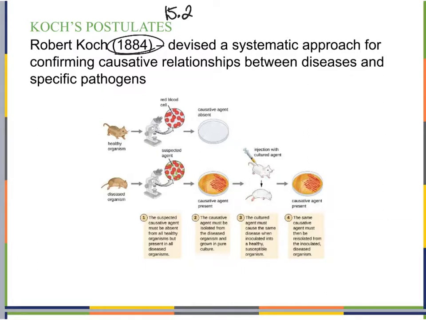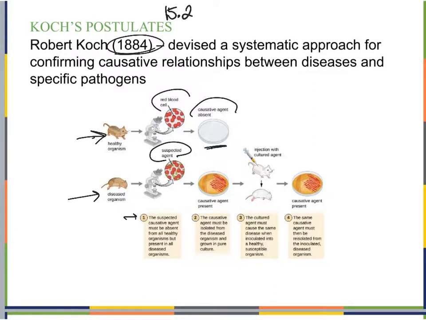So he said what we're going to do is take a healthy organism, so we have our healthy mouse, we take a look at the red blood cells, and they're normal and fine, we don't see anything. And then when we culture some of the sample, some of the red blood cells, we don't see anything grow. Now, if we have a diseased organism, however, then we take that sample, so a blood sample, we can take a look at it, and we have something that's a suspected agent. So the suspected causative agent must be absent from healthy organisms, but present in diseased organisms.